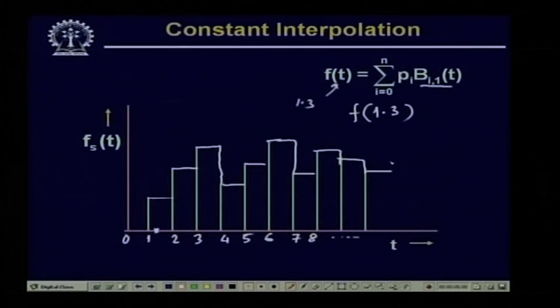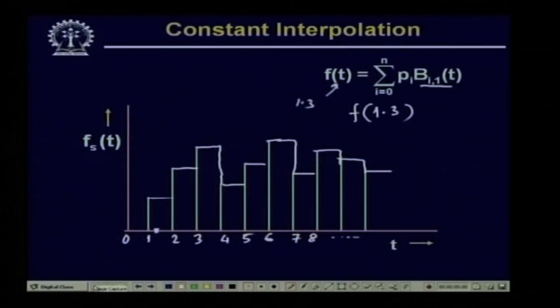So, it goes like this. All the values at all points between t equal to 1 and t equal to 2, the interpolated value is equal to f s 1. Similarly, between t equal to 2 and t equal to 3, the interpolated value is equal to f s 2, and so on.